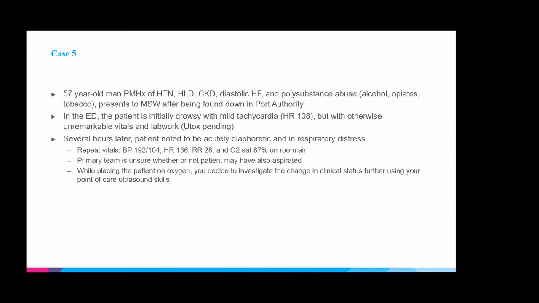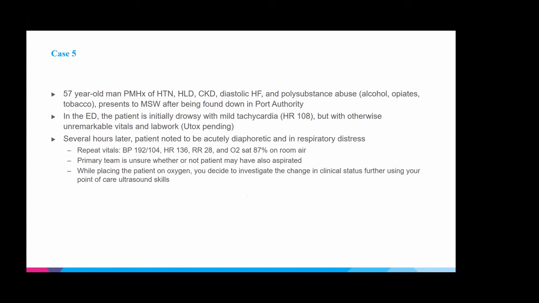All right, and then we're just going to race through this final case. So we have a 57-year-old with past medical history of hypertension, hyperlipidemia, diastolic heart failure, probably substance abuse, alcohol, opiates, tobacco. So he's coming to Mount Sinai West after being found down in Port Authority. In the ED, he was initially drowsy. He was mildly tachycardic, but otherwise had unremarkable vitals and lab work.